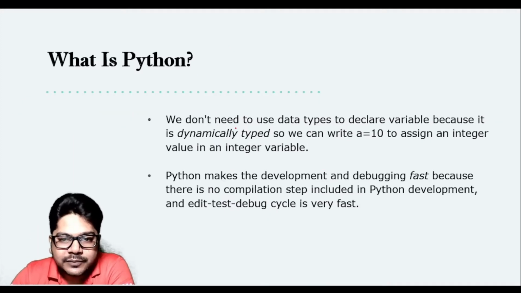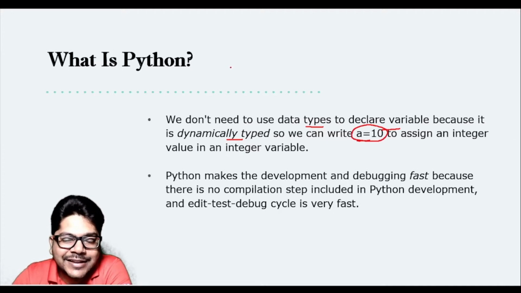So we don't need to use any data type to declare variables because it is dynamically typed. So we can directly write a is equal to 10. These things make Python easy for a very, very beginner. But still, having said that, I do not prefer Python in the early stages. The reason being that Python is completely different.